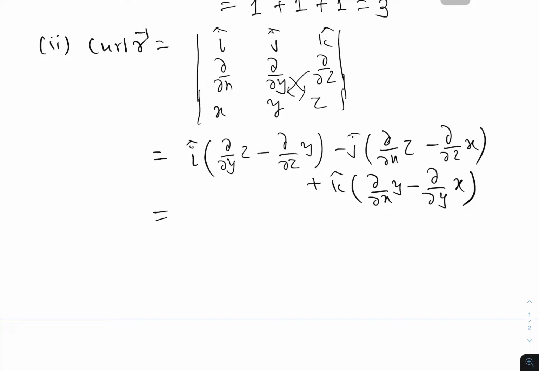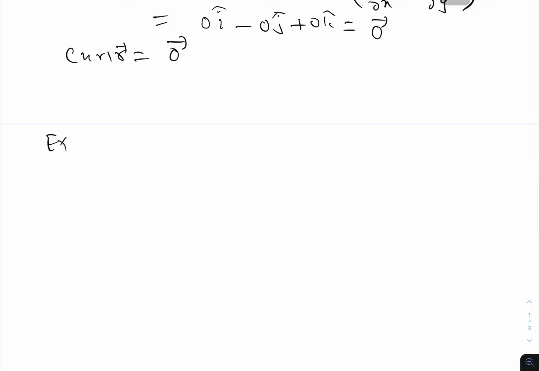And we see that del by del y of z is 0, del by del z of y is also 0, so this is 0 i. Similarly here also del by del x of z is 0, del by del z of x is also 0, so this is 0 j. Del by del x of y is 0, del by del y of x is 0, 0 k, and so that is 0 vector. So curl of r is a 0 vector.